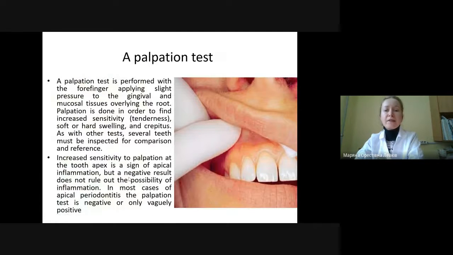Palpation test is performed with the forefinger applying slight pressure to the gingiva and mucosal tissues overlying the root. Palpation is done in order to find increased sensitivity, tenderness, soft or hard swelling, and crepitus. As with other tests, several teeth must be inspected for comparison and reference. Increased sensitivity to palpation at the tooth apex is a sign of apical inflammation, but a negative result does not rule out the possibility of inflammation. In most cases of apical periodontitis, the palpation test is negative or only vaguely positive.